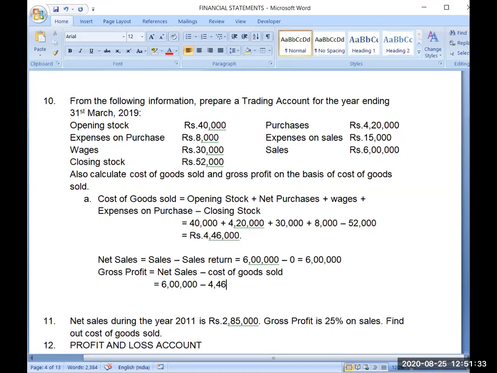This is same as trading account is there. So you have to practice this both simultaneously so that you will be able to understand and grasp the topic. It will make the trading account much more clear. Now the gross profit will be, so 6 lakh minus 4 lakh, 2 lakh, 2 lakh minus 46,000. So it will be 1,54,000.